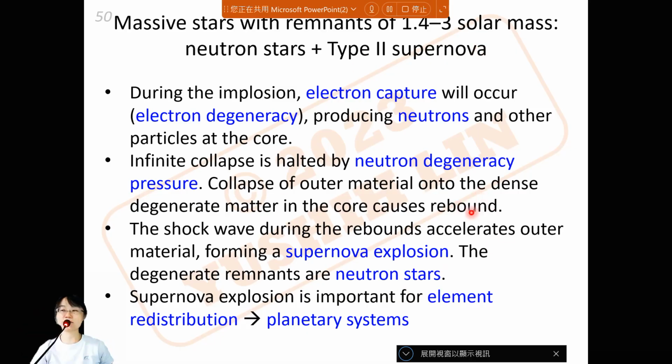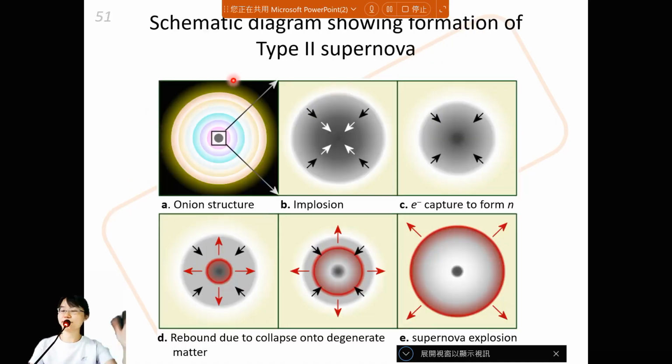So the outer material will fall and bounce back because this is too tough. So they will rebound. This rebound will create shock wave. And the rebounds will accelerate outer material. And this is the mechanism of supernova explosion. That makes you think it's an explosion. But the trigger is actually an implosion. The degenerate remnants are the so-called neutron stars because it is a very special material. It's just degenerate material.